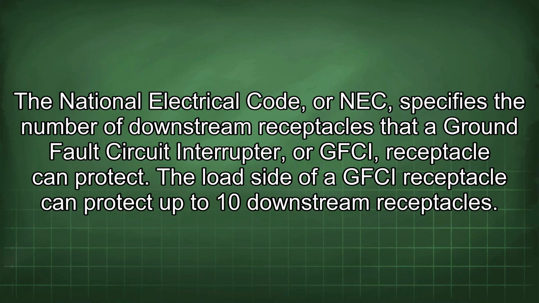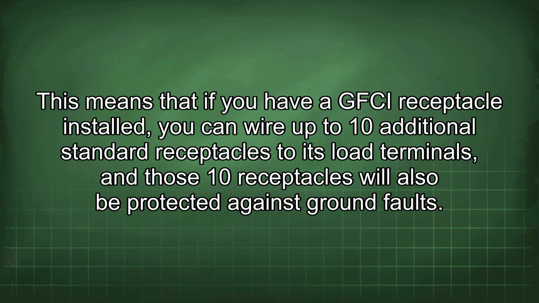The National Electrical Code, or NEC, specifies the number of downstream receptacles that a ground fault circuit interrupter, or GFCI, receptacle can protect. The load side of a GFCI receptacle can protect up to 10 downstream receptacles. This means that if you have a GFCI receptacle installed, you can wire up to 10 additional standard receptacles to its load terminals, and those 10 receptacles will also be protected against ground faults.